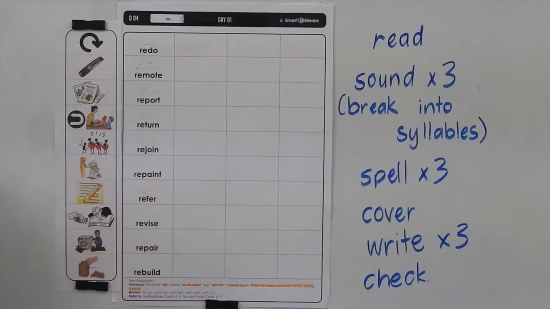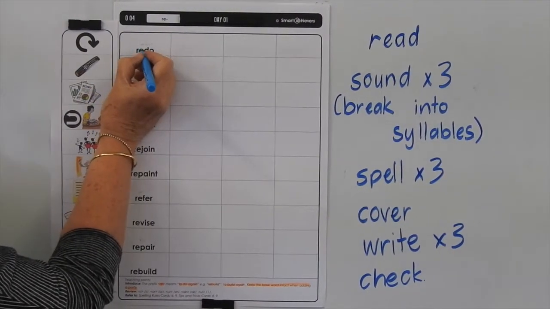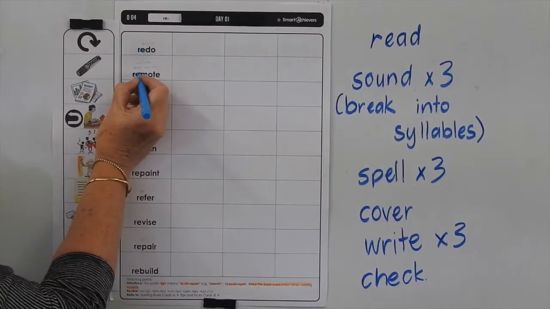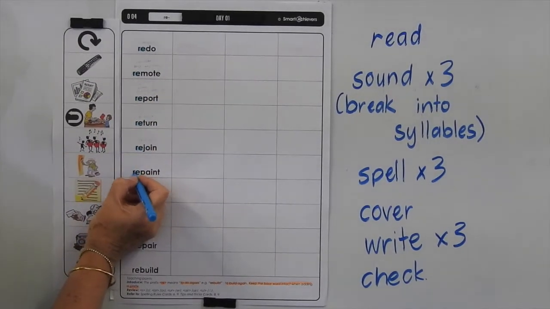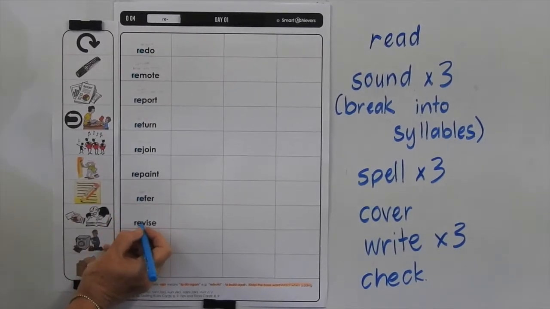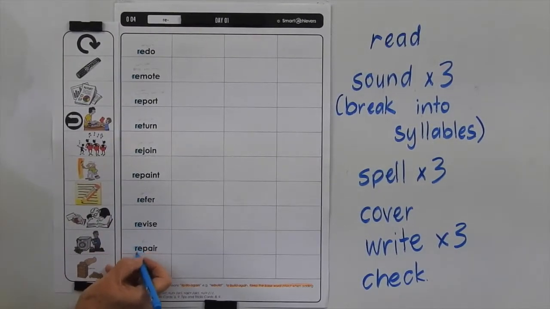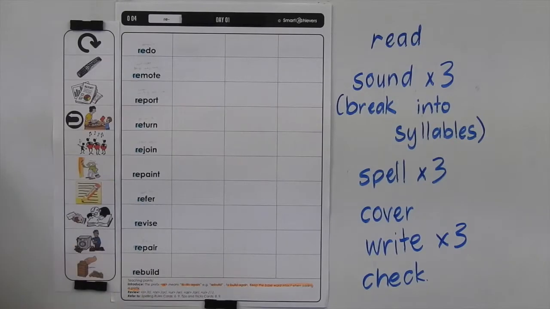So let's go through and highlight that re for read. In all these words, we've got redo, remote, report, return, rejoin, repaint, refer, revise, repair, and rebuild.